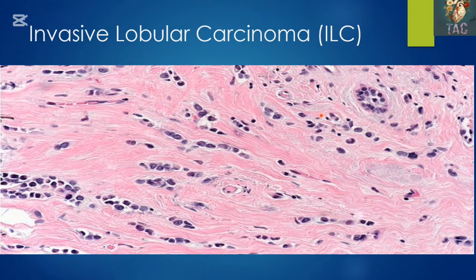To differentiate between these two different types of invasive carcinoma: in invasive ductal carcinoma the cells are usually present in the form of cords, nests or sheets, while in invasive lobular carcinoma the cells are usually present in the form of single file linear cords. So these are the differentiating points for invasive lobular carcinoma and invasive ductal carcinoma.